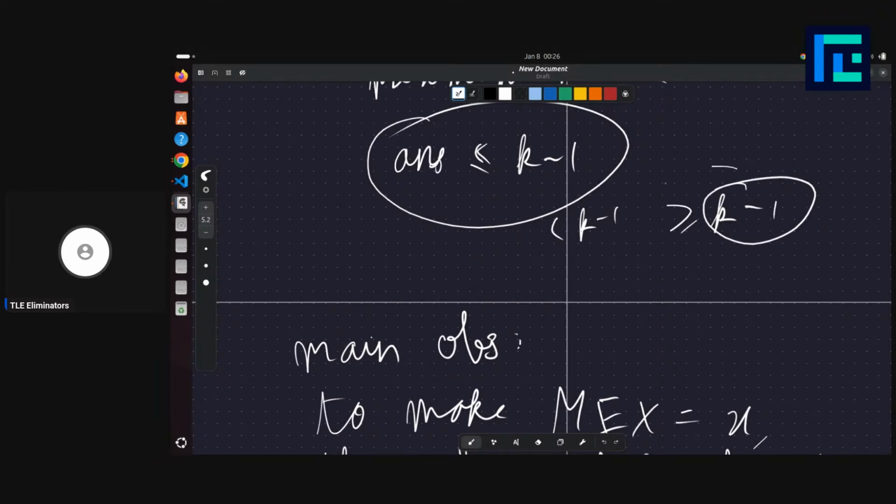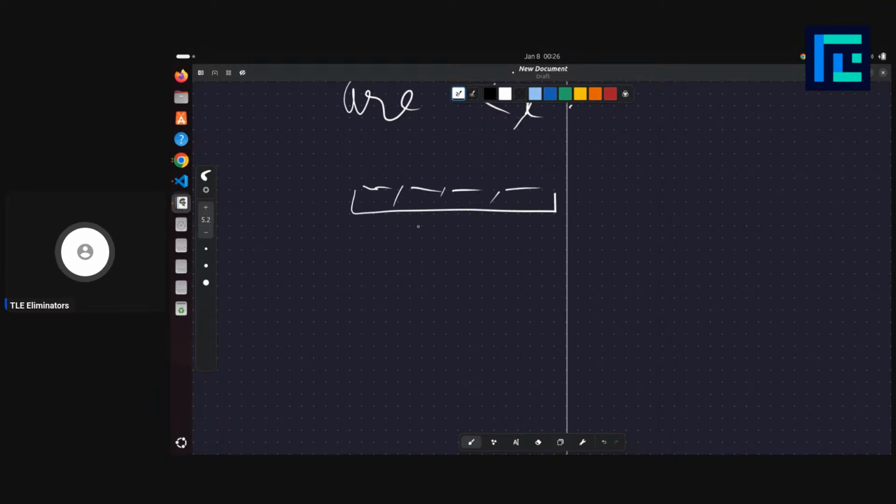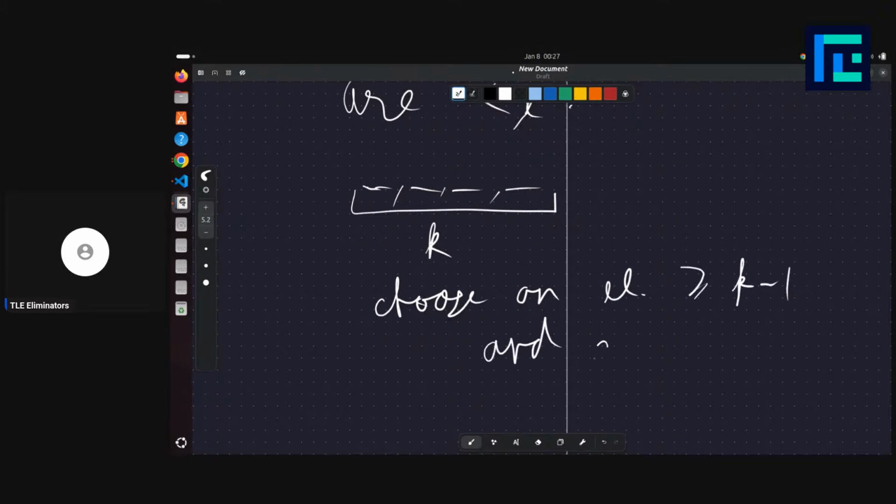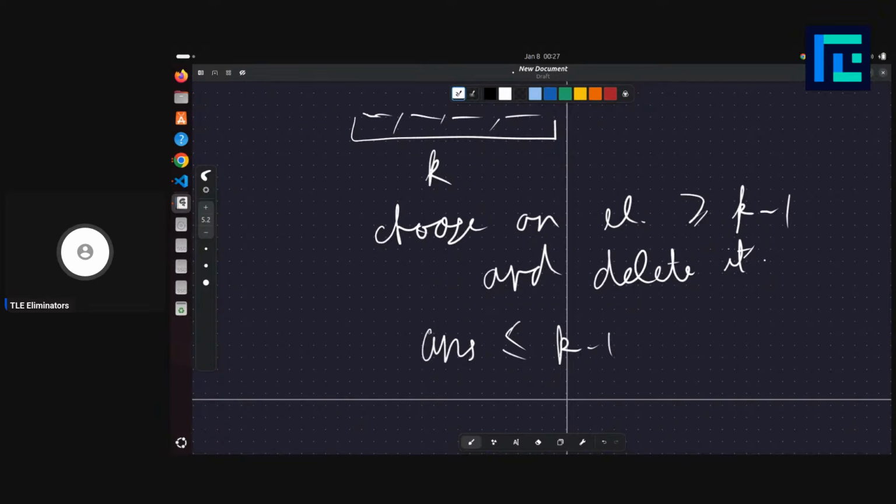At every step I will select some subarray of size k and I have to delete one element, right? So what I can simply do is choose an element which is greater than or equal to k minus 1 and delete it. And that will not cause any harm, because my final answer, I know, is less than or equal to k minus 1. That is one thing.